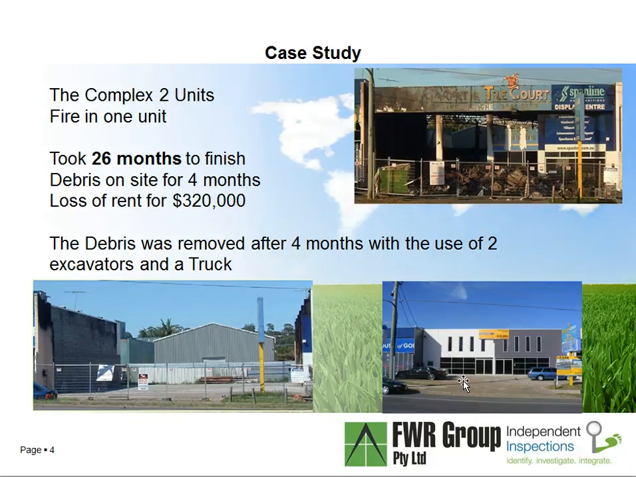So the total loss of rent, which is one of the components of your insurance policy, was $320,000. So we need to make sure that there's enough money put aside for loss of rent. For example, the carpet companies, if they've got another place to rent, or if it was owned by them, or whoever the tenant was, that's going to be lost income for that business.